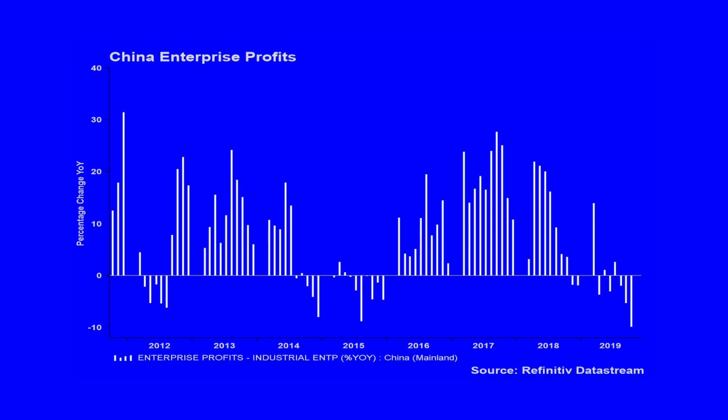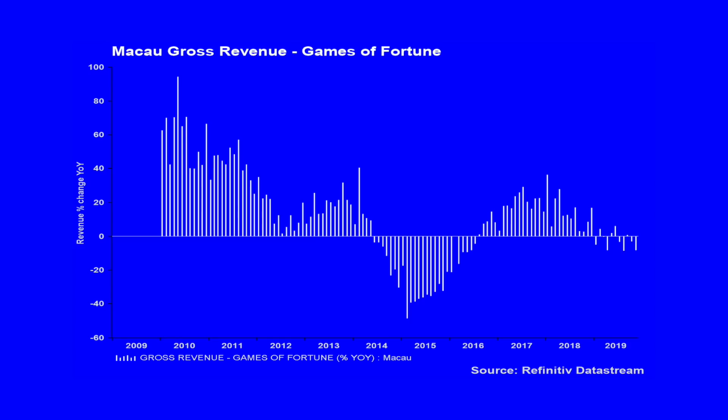Chinese economic profits growth has hit a 10-year low. Revenue from Macau casinos, the growth there has once again dipped into negative territory, still not as steep as the decline that was seen during the corruption crackdown and global profits recession a few years ago, but still a sign of retrenchment. And GDP is being managed down.